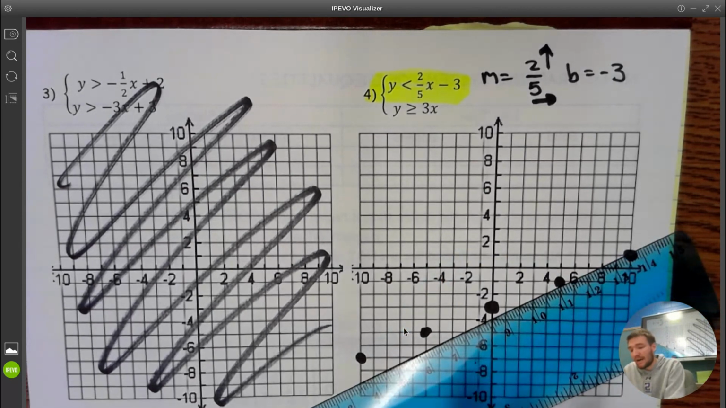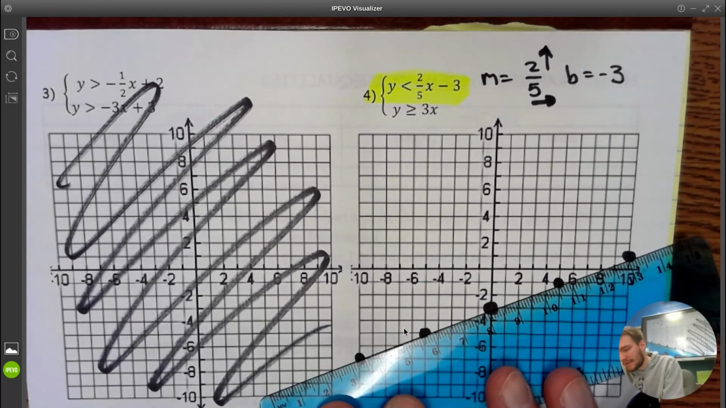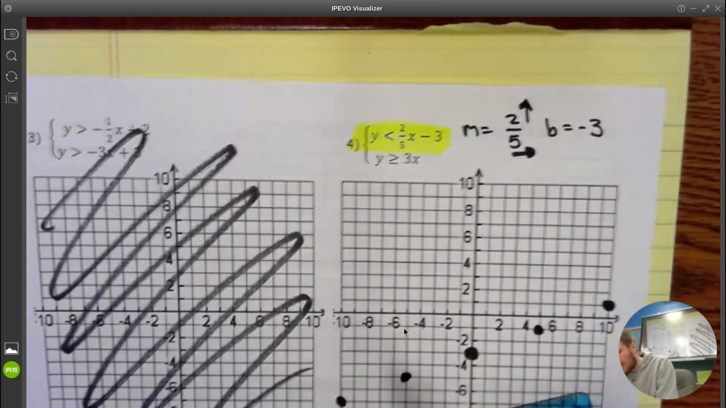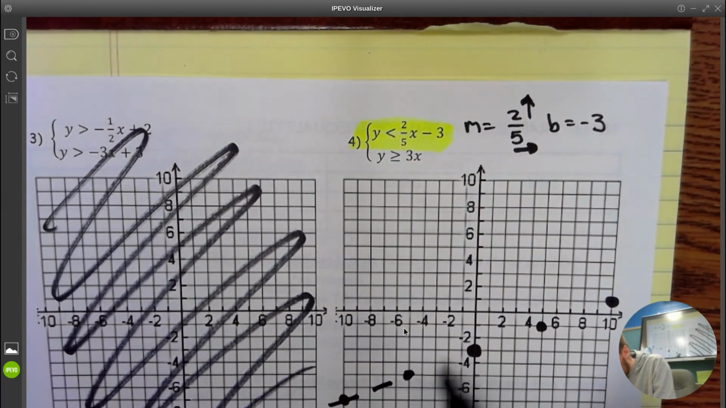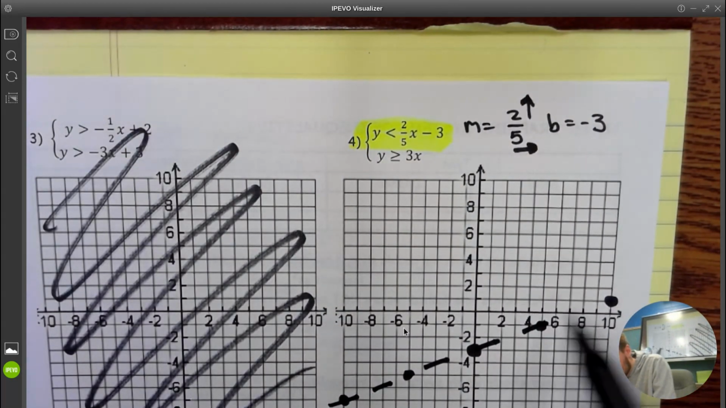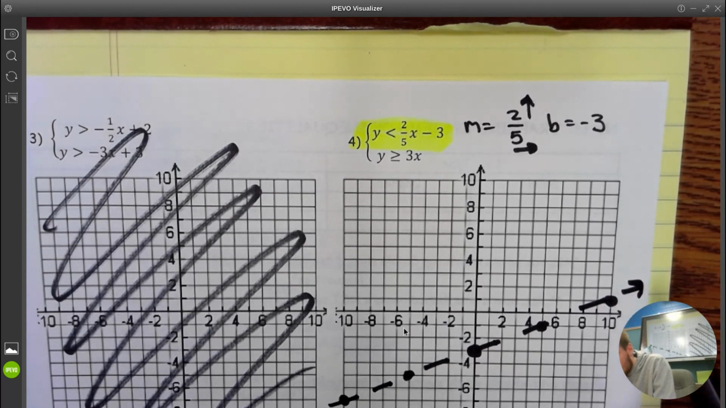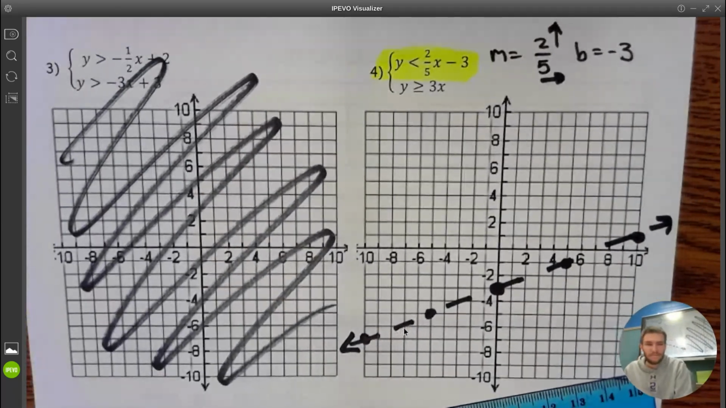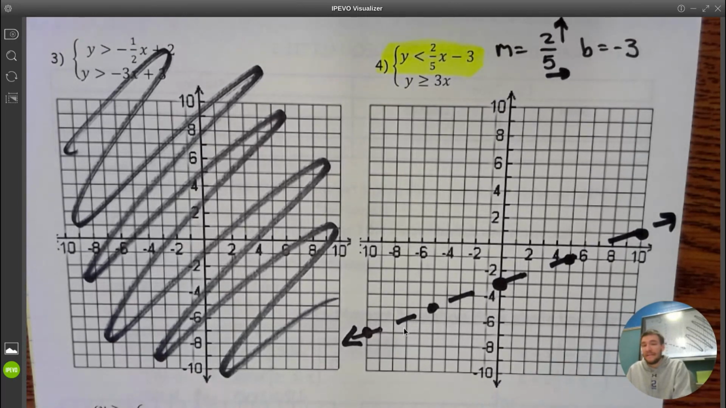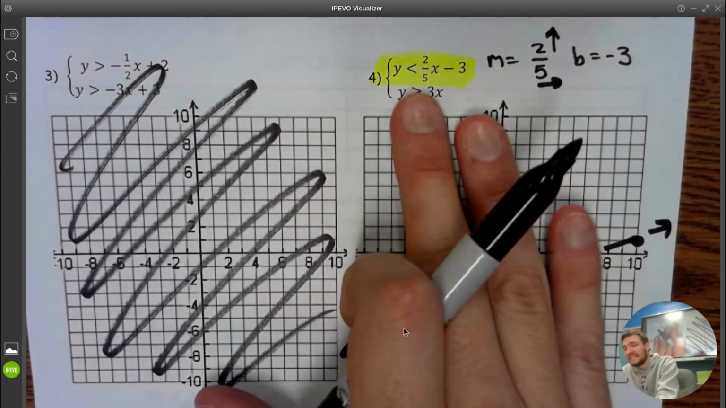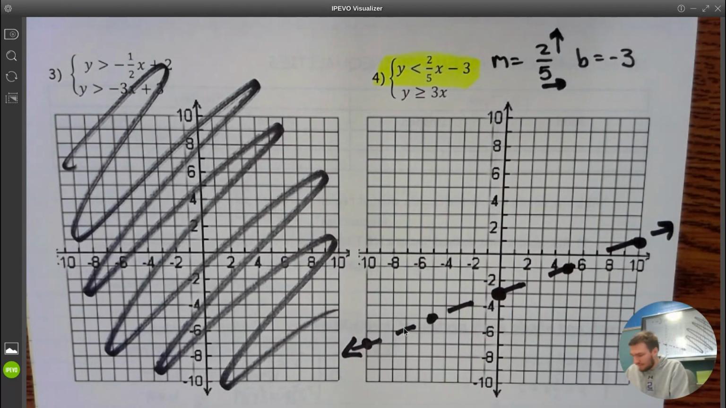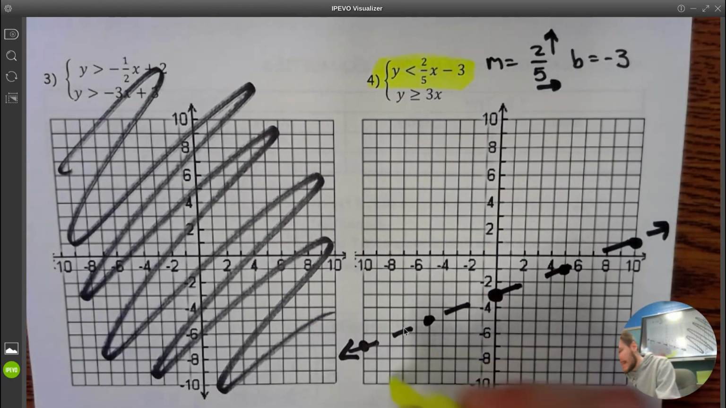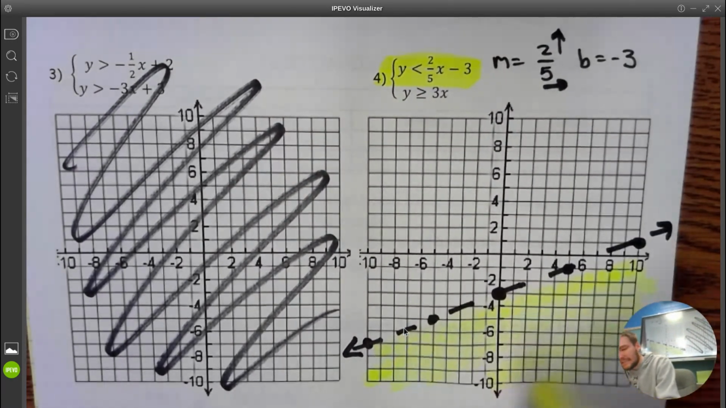Before I draw the line, are we going solid or dash? You tell me. What do you think? Dash. Nice job. We're going dashed. Dash, dash, dash, dash. Yeah, we're skipping 3. And now it's time for me to color. This is a less than. So below. Nice job, Brandon. We're going below. Easy.